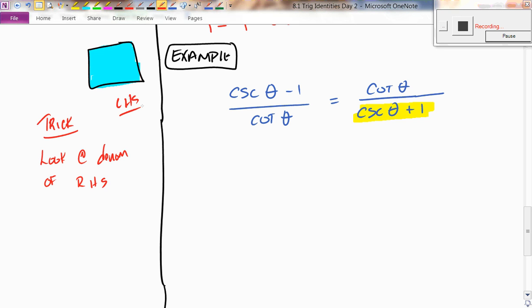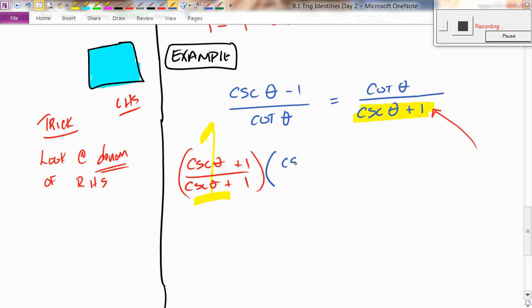All right? And the trick on this one is looking at the denominator of the right-hand side. You see that the denominator of the right-hand side I highlighted for you is cosecant theta plus 1. That's what I'm going to choose to multiply and make a fancy 1 out of for the right-hand side. And this is what I mean. I'm going to have this cosecant theta plus 1 over cosecant theta plus 1. That is just going to be my fancy 1. Okay, I'm going to multiply that by cosecant theta minus 1 over cotangent theta, and that's going to equal the right-hand side.